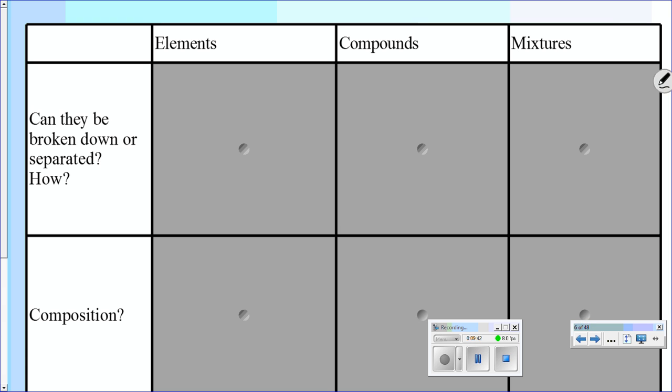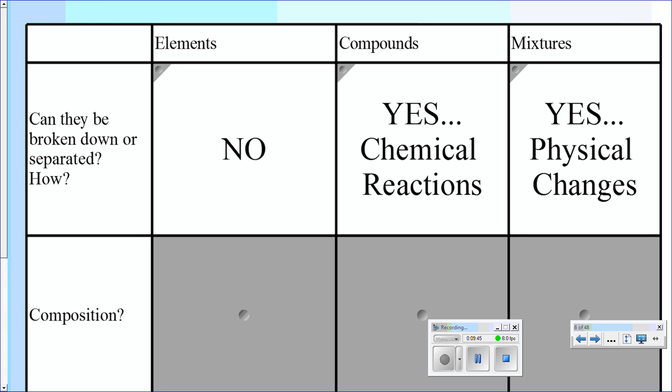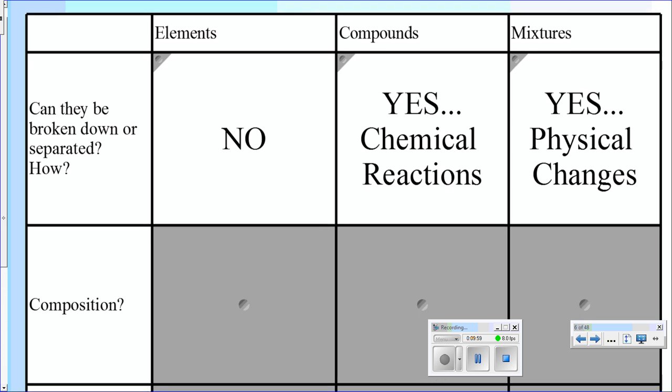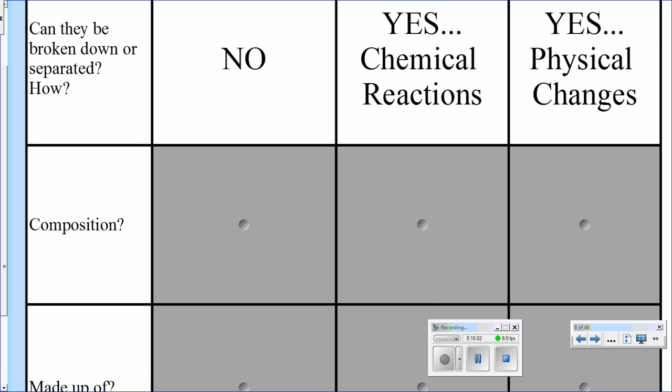So a little summary for you. Elements cannot be broken down by physical or chemical means. Compounds can be broken down by doing a chemical reaction, breaking of bonds. And mixtures can be broken down or separated by physical changes, such as boiling away water, using filtration. We'll talk more about those a little bit later on.